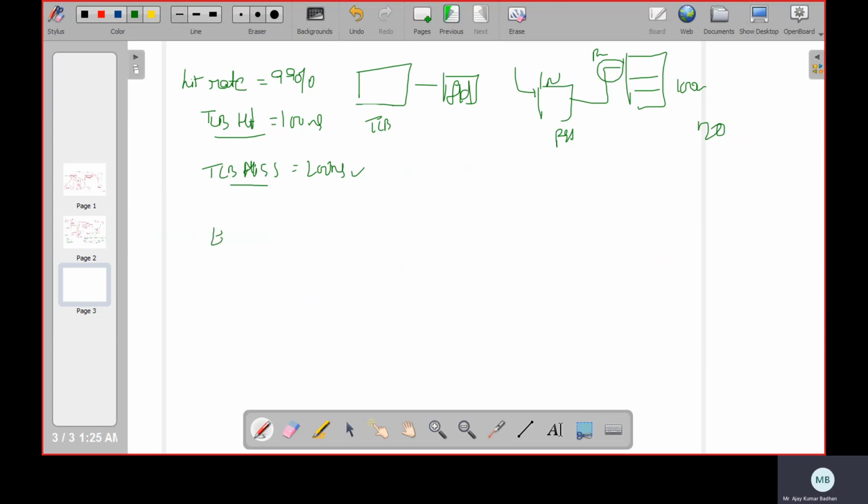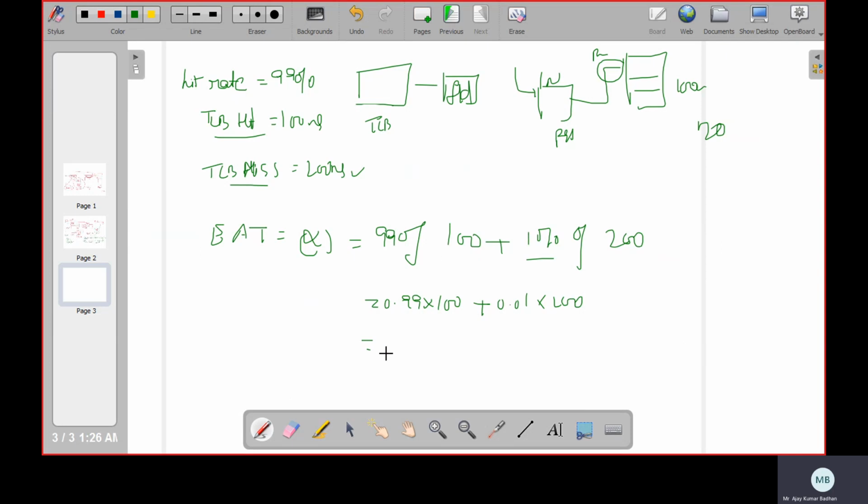So based on this, what is the value of the effective access time? Alpha, how you can get it: 99% TLB hit, that is 100, plus 1% TLB miss, that is 200. So that means 0.99 into 100 plus 0.01 into 200. It is going to take 101 nanoseconds. So 101 means, if we are considering it for 100%, there will be a delay of only 1 nanosecond.